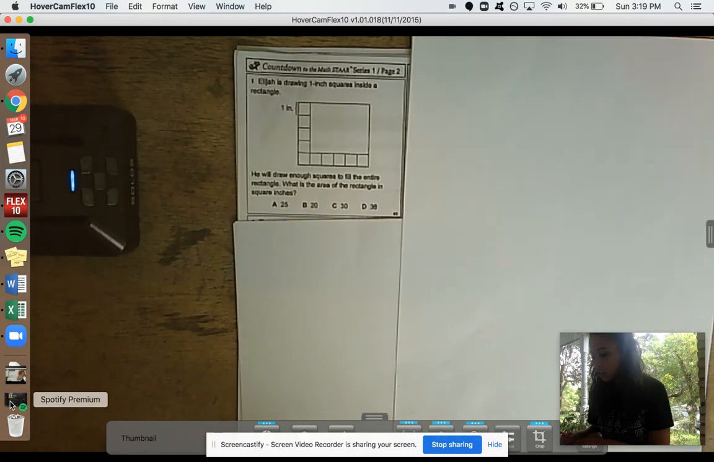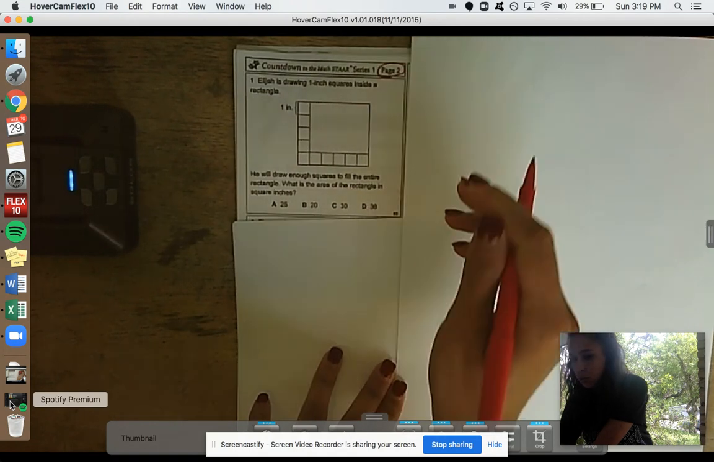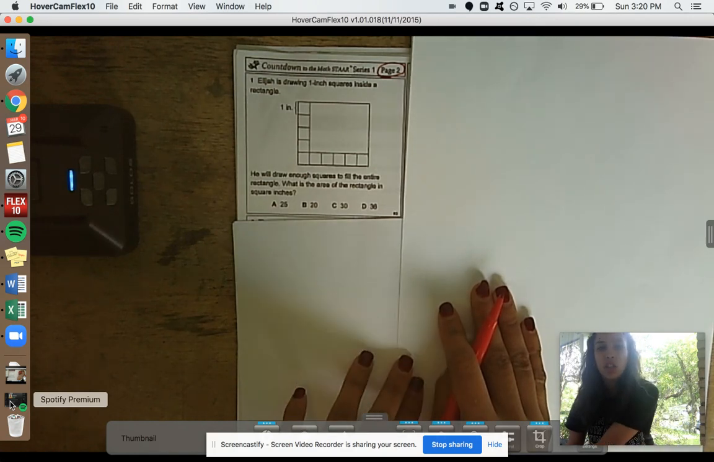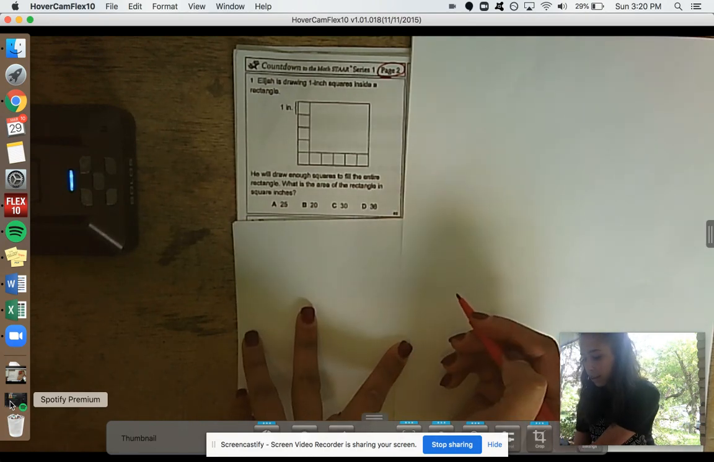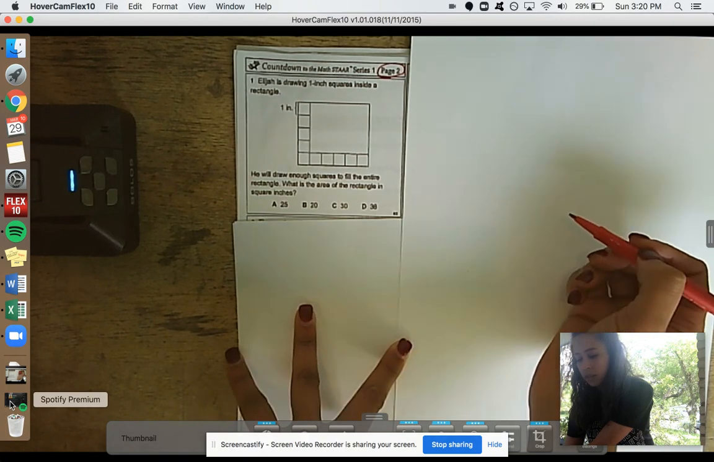Make sure for today you're looking at page 2. That's the page we're going to be working on together. I'm going to go ahead and get started with question number 1. Elijah is drawing 1-inch squares inside a rectangle. He will draw enough squares to fill the entire rectangle. What is the area of the rectangle in square inches?